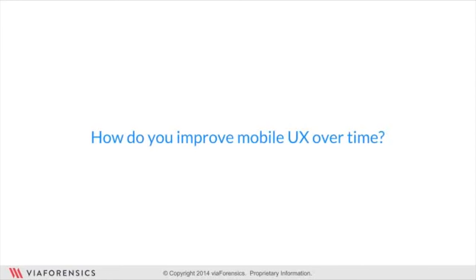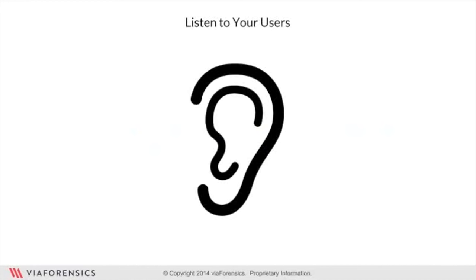So how do you improve mobile UX over time? I've mentioned that this is a cycle of continuous improvement. So what are the ways that, once you've got a first group of concepts and a minimum viable product, what do you do to continually improve your UX over time? And the long story short is you listen to your users. There's a lot of different ways to do that.